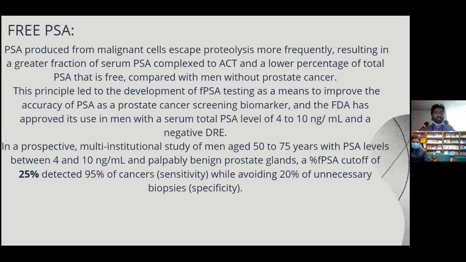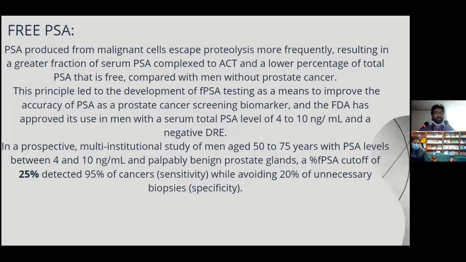The PSA produced from malignant cells escapes proteolysis more frequently. So there is a greater fraction of serum PSA complexed to anti-chymotrypsin and a lower percentage of serum PSA that is free, compared with men without prostate cancer. This principle led to the development of free PSA testing as a means to improve the accuracy of PSA as a prostate cancer screening biomarker. And the FDA has approved its use in men with a serum total PSA of 4 to 10 nanogram per ml and a negative DRE.